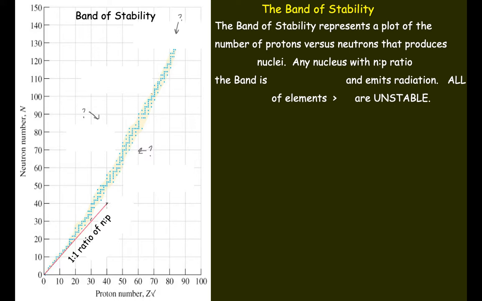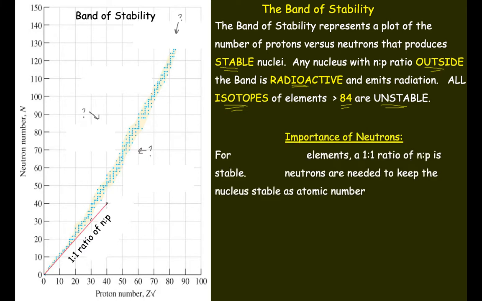The band of stability simply represents a plottable number of protons versus neutrons that produces stable nuclei. Remember, these are the stable ones. We're interested in the ones that are off the band of stability. Any nucleus with a neutron to proton ratio outside the band is radioactive and emits radiation. All of the isotopes of elements greater than 84 are going to be unstable, so that would be this area up above the band of stability. Just some important points about neutrons: for lower mass elements, a 1-to-1 ratio of neutrons to protons is very stable. More neutrons are needed to keep the nucleus stable as atomic number increases.